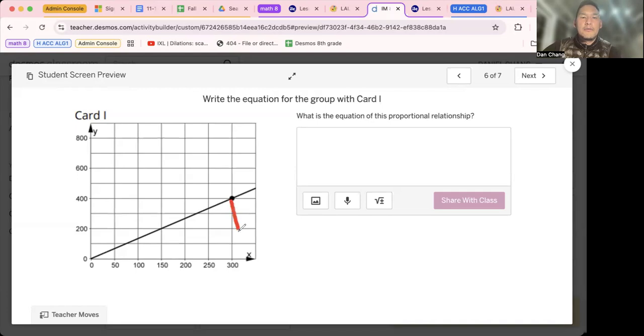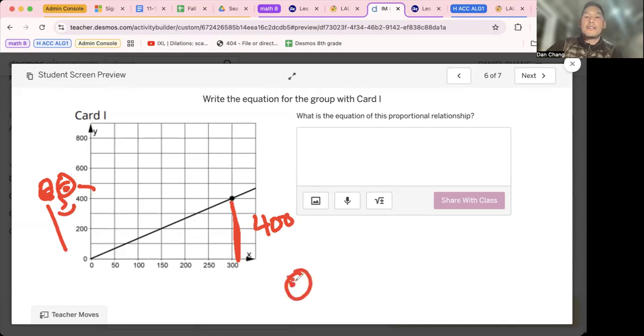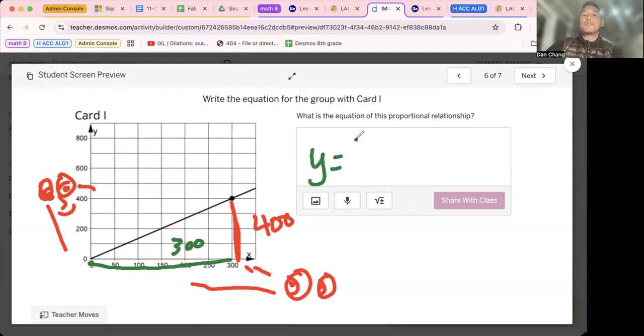Red. This is 400. Got to pay attention to these scales. Use your eyeballs and look at these scales. Use your eyes and look at those scales. Inspect. That is 300. So there you go. Y equals 4/3 x is your equation.